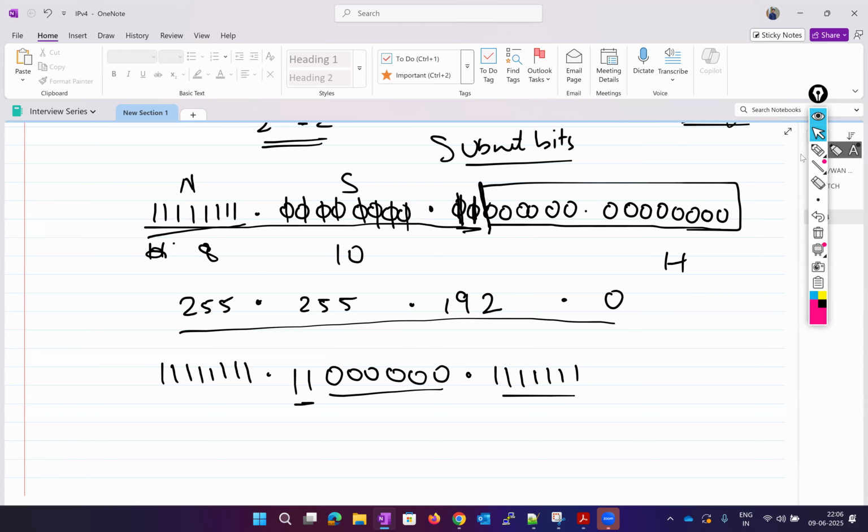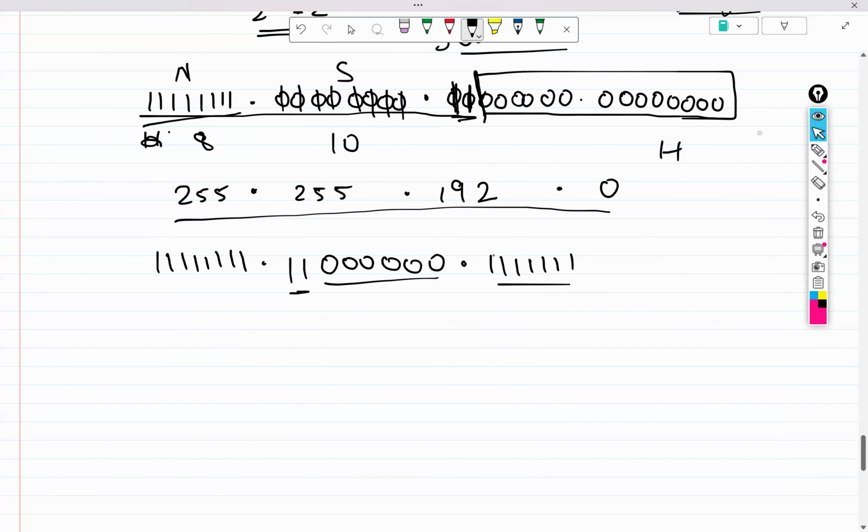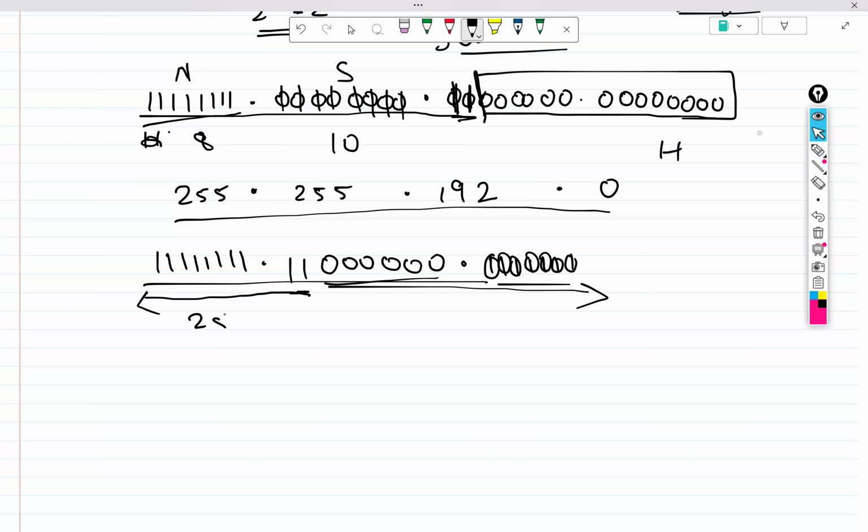So the moment you start writing zeros in the address mask, all the other digits should also be 0. Then only you will have everything on the left hand side as 1, everything on the right hand side as 0. So if you're writing this as the address mask, it will be 255.192.0.0. This is also a valid address mask.